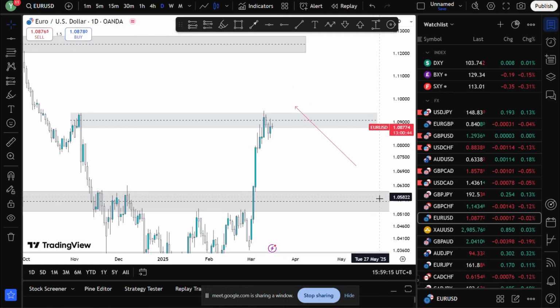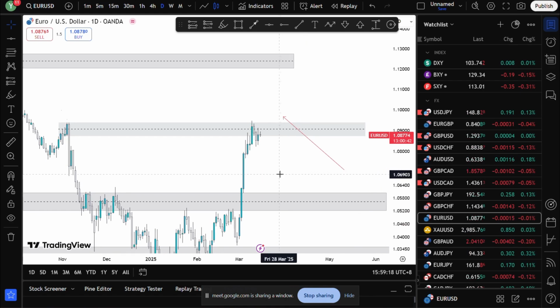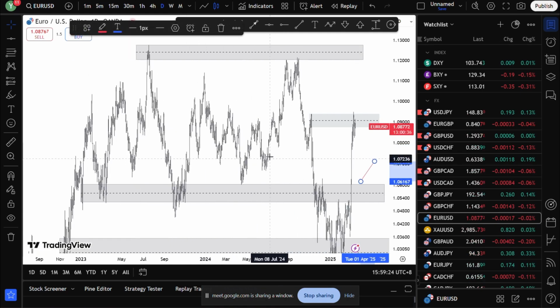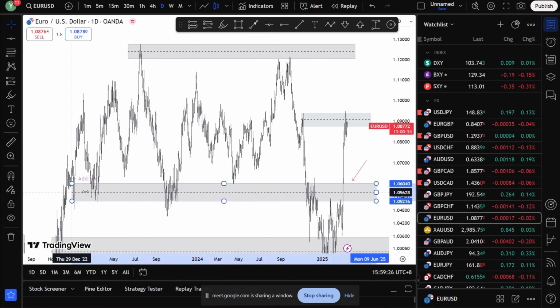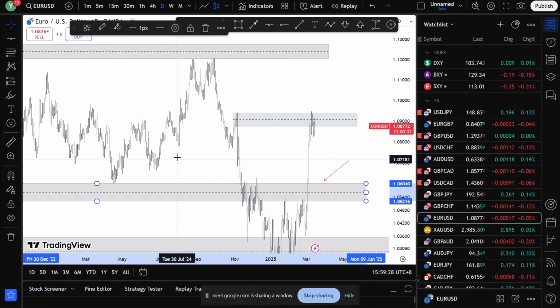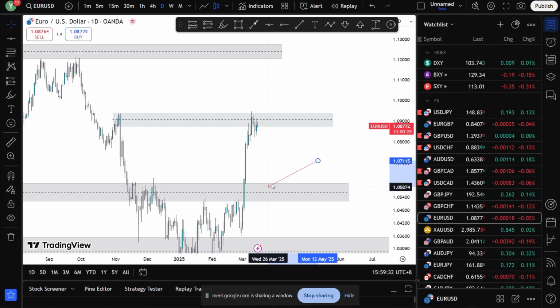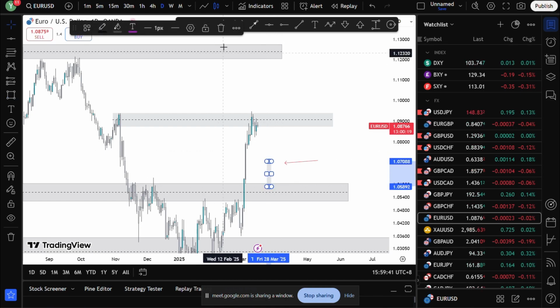So for EUR USD, I'm also looking for bullish opportunity. Either I wait for the price to test this support zone over here. This is a very strong support zone, a major zone. So I am looking forward to buying EUR USD if the price tests this zone and forms some sort of bullish engulfing candle over here. That would be nice for me to enter the trade.